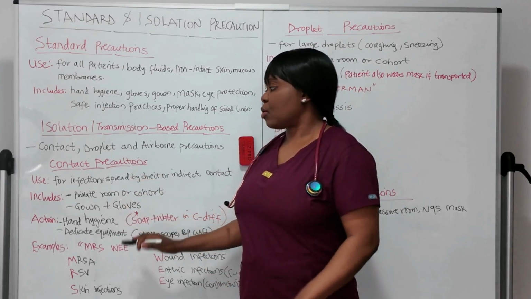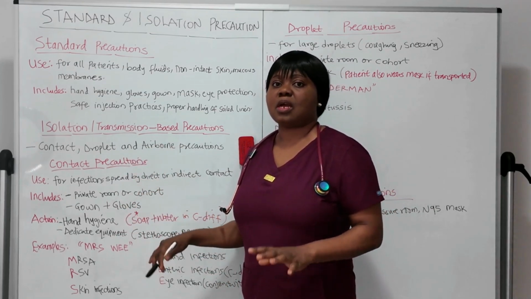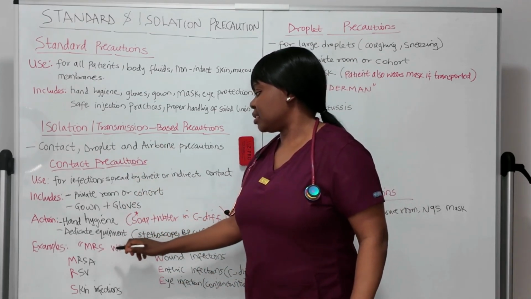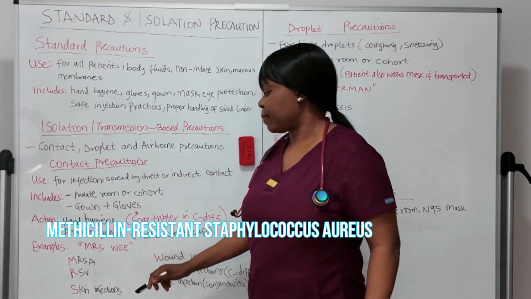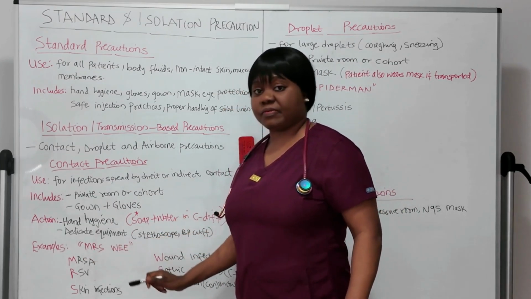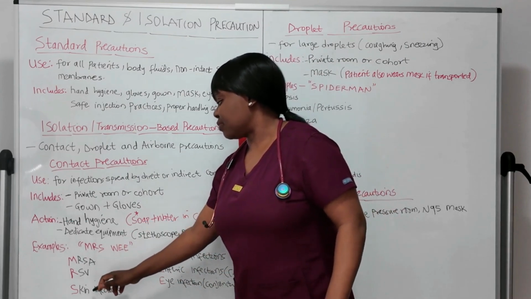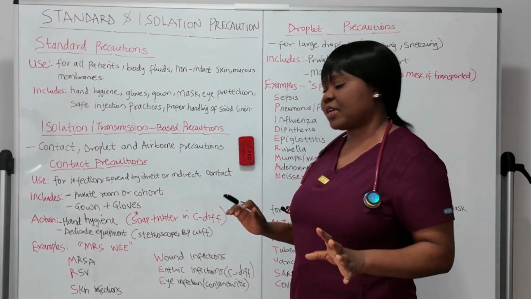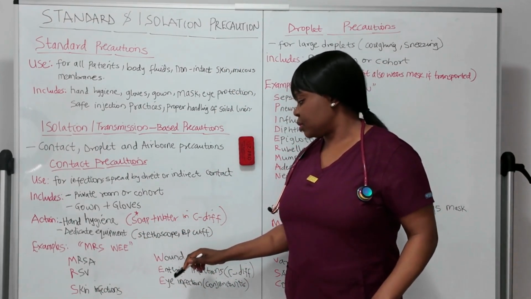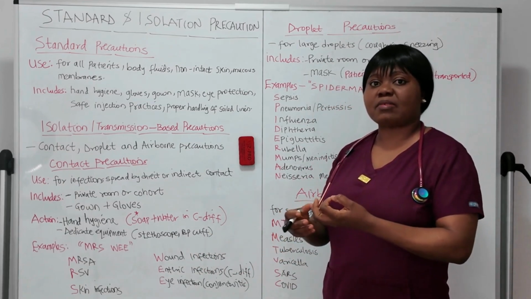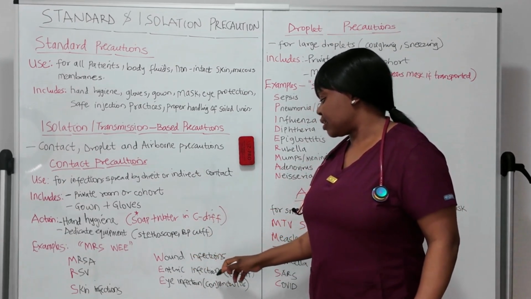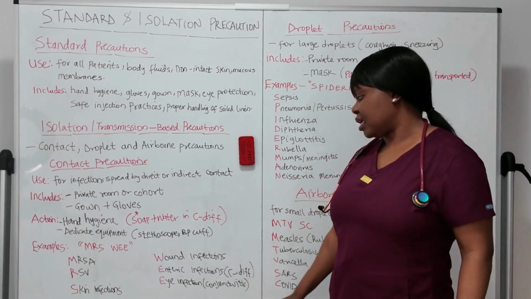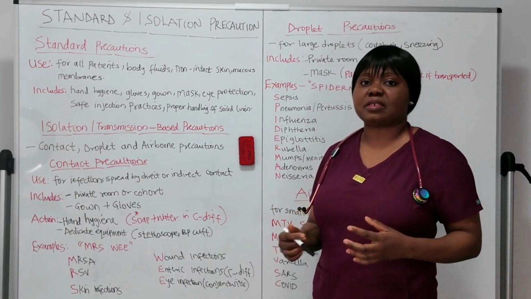Now, examples of contact precaution. I use an acronym, MRS. WEE. The M stands for MRSA, the R stands for RSV, the S is for skin infection, any of those skin infections, and then the W is for wound infection. If the patient has a wound, most likely open, you have to use contact precaution. E is for enteric infection, this is where C. diff falls, and then the other E is for eye infection like conjunctivitis.